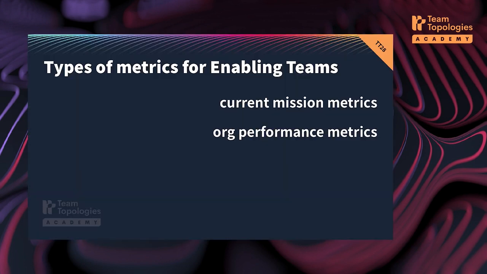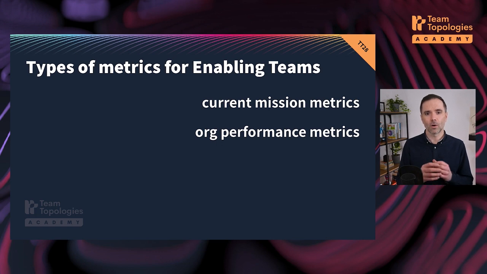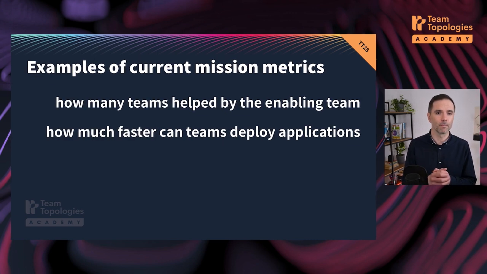In this video, we elaborate on some examples of the kinds of metrics that can help us understand the progress and impact of enabling teams. In general, we see two big groups of metrics: enabling teams' current mission metrics, and organizational performance metrics. Let's look at them and some examples around them. The metrics around enabling teams focus on understanding the progress and impact of the current mission. These metrics also provide insights that help the enabling team refine and pivot their mission if necessary.